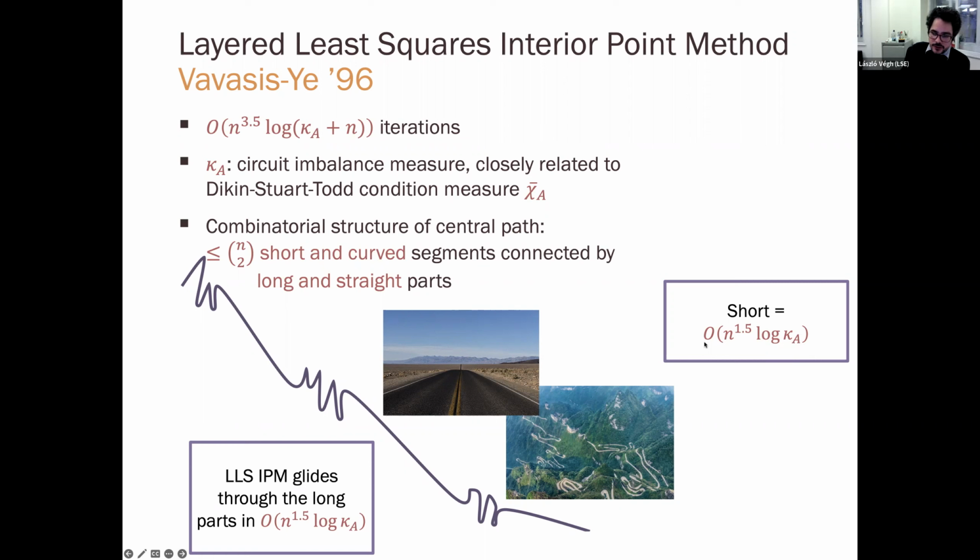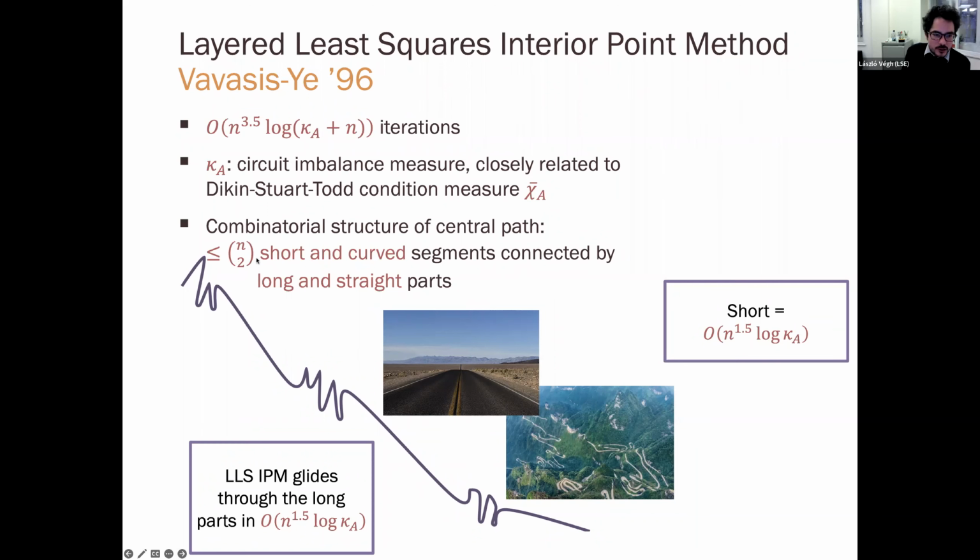So here we can traverse it by just the standard geometric decrease. And then there can be arbitrarily long straight segments in between. But what these layered least squares methods somehow manage to do is detect these long segments and glide through them in time, which again only depends on the log of this circuit imbalance and n, but doesn't depend on the length of this segment in the parameter space.